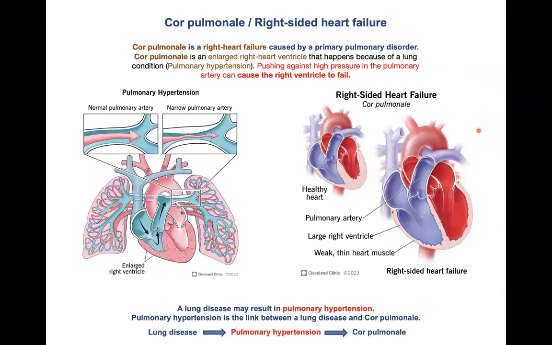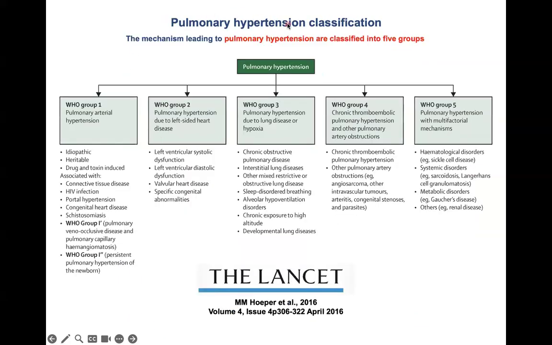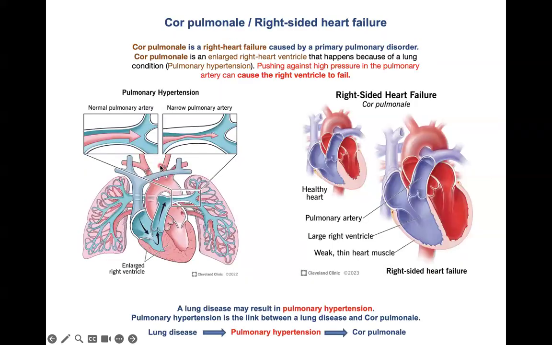We start with the right side, cor pulmonale, or right-sided heart failure. Cor pulmonale is right heart failure caused by a primary pulmonary disorder, normally pulmonary hypertension. Cor pulmonale causes the right ventricle to fail. Different lung disorders may cause pulmonary hypertension. Now, pulmonary hypertension is quite complex. It can be classified into 5 different groups. I'll discuss them in follow-up videos. But for now, let's just assume that, for some pathological reasons, we have pulmonary hypertension.